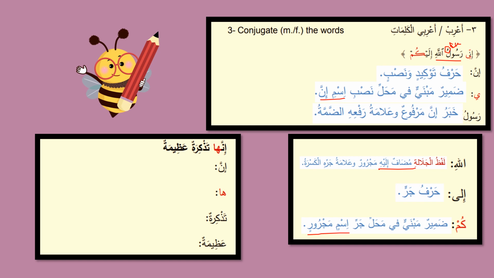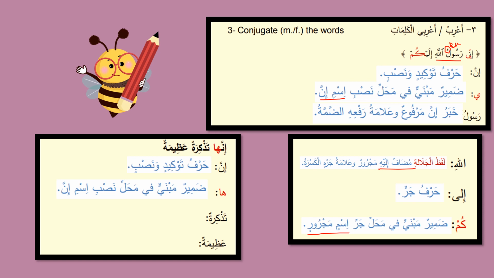So now another example, or another sentence here, innaha tazkiratun azimatun. It's the same, just apply the same i'rab. Inna will be harf tawkidin wa nasb. Then the attached pronoun with inna will be in the position of ism inna. If you can just say ism inna, it's more than enough.